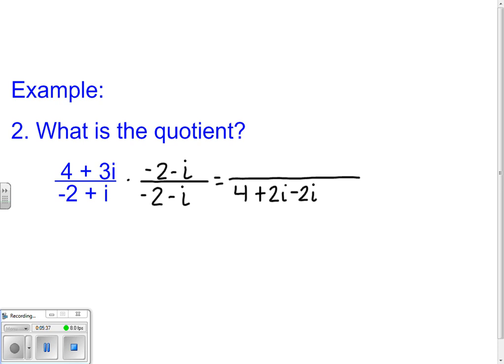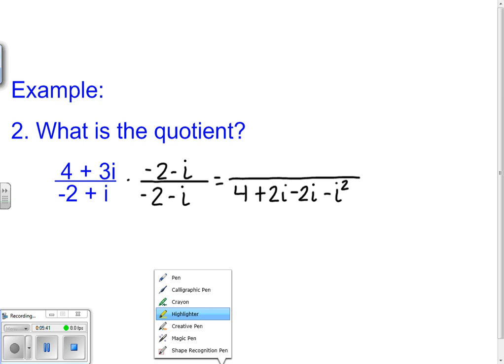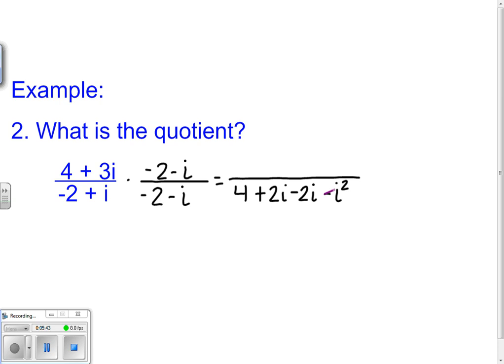And i times a -i is a -i squared, which I want to fix right away. -i squared is really a +1. So the denominator here, my real parts, 4 plus 1 is 5. 2i minus 2i cancels. If you have an i in the denominator after you've tried to FOIL, then you've done something wrong. It should cancel. That's the whole point of a conjugate.